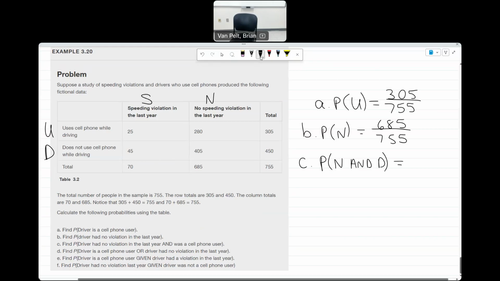Now, the probability of no speeding violations and they were a cell phone user. I should have put a U, not a D. You have to change that D to a U. So all I have to do is look for the intersection of column N and row U. How many is that? 280. 280 out of 755.